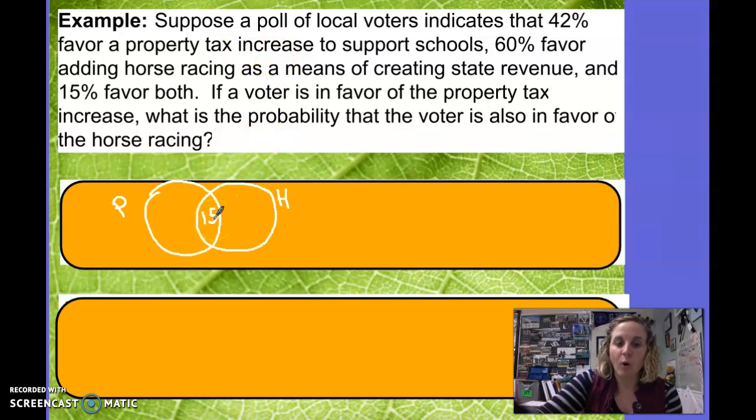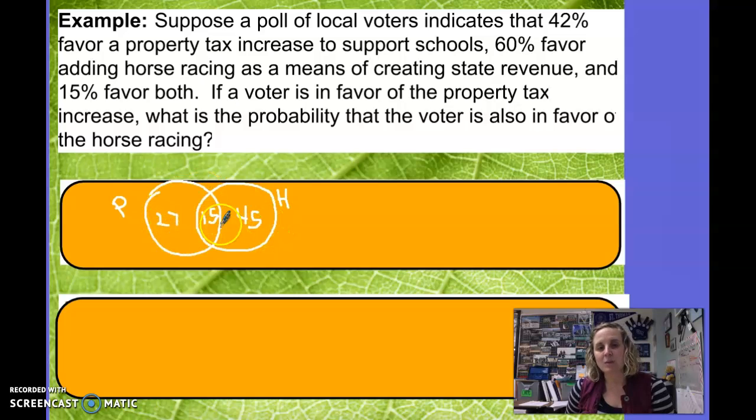So how many people only do the property taxes? Oops. 42 minus 15 is 27%. Here we have 60%. Again, how many only are for the horse racing? That would be 45%. So in this case, we've got 87% of the people that wanted one of them at least. So that means we've got 13% that are not included in here. And I like to just kind of keep that out here.